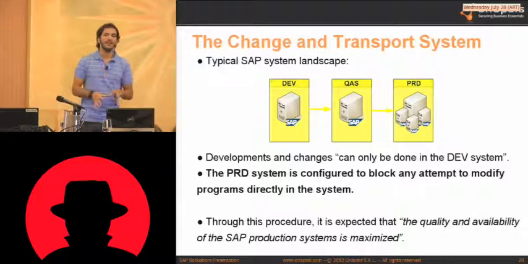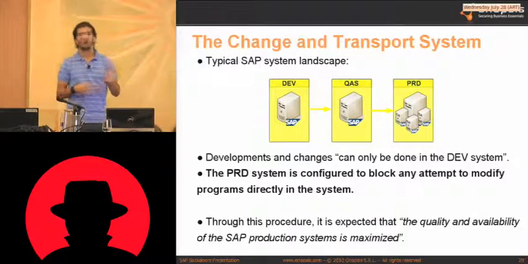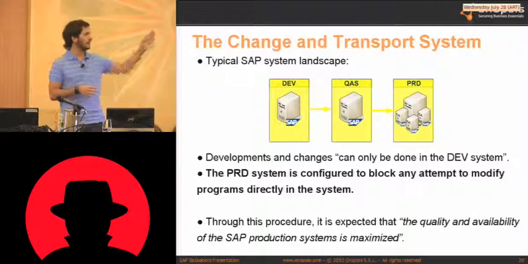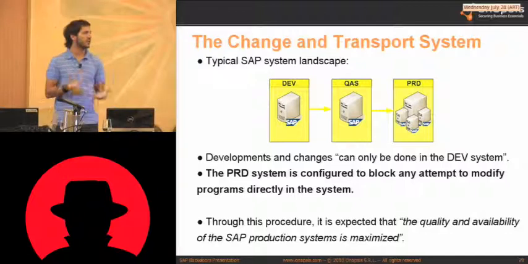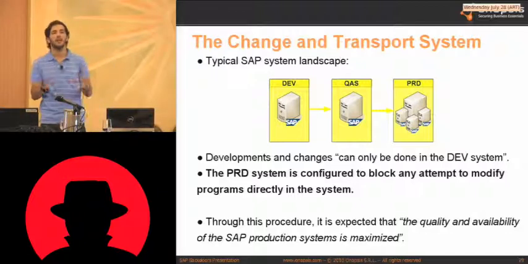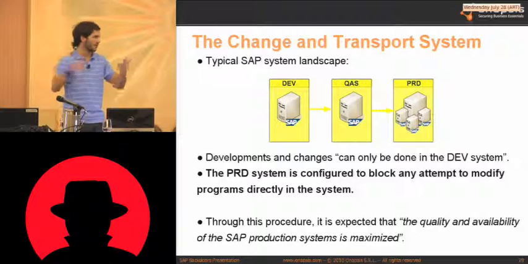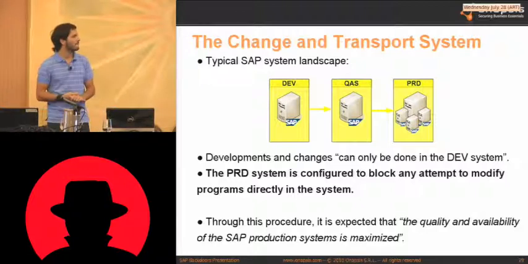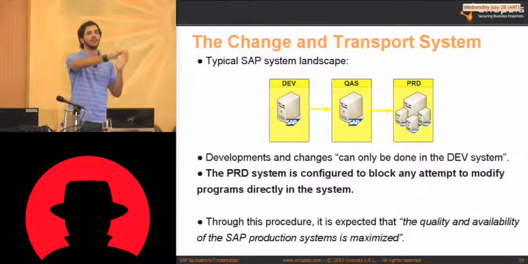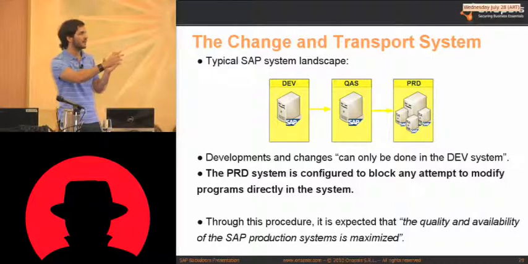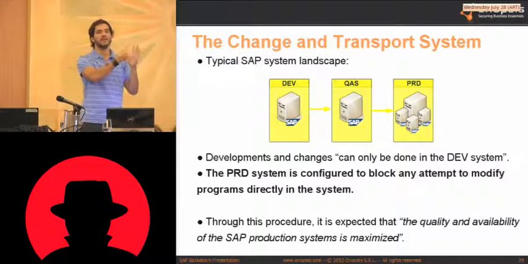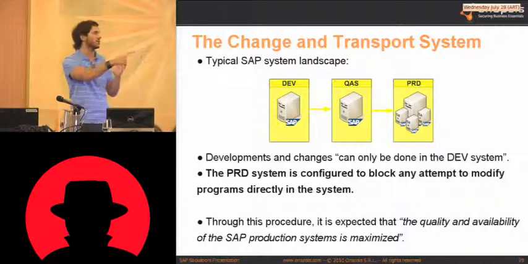In a typical SAP landscape, you'll find at least three systems: a development system, a quality assurance system, and a production system. Development and changes can only be done in the development system, okay, that's between quotes for now. The idea is that you develop something in the development system and transport it to the quality assurance system, where it is tested, and then it's transported to the production system.